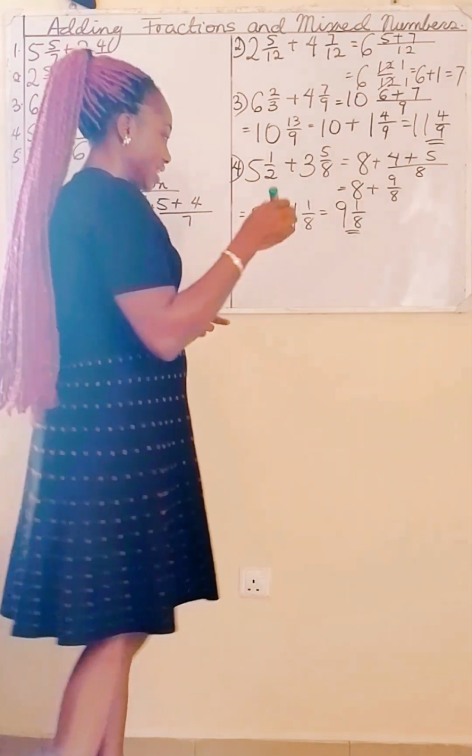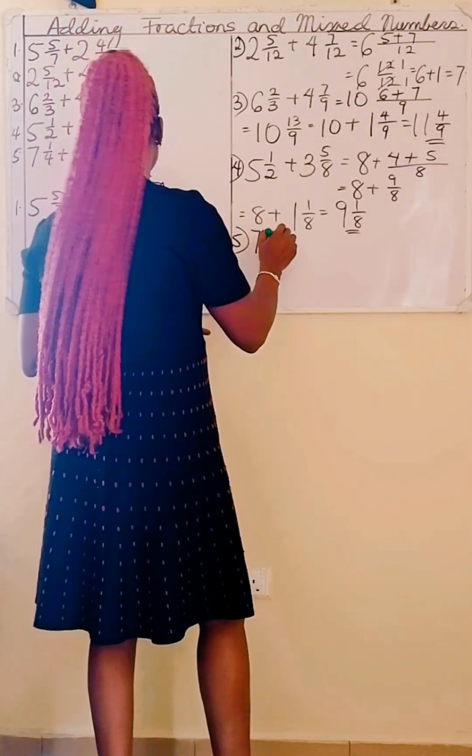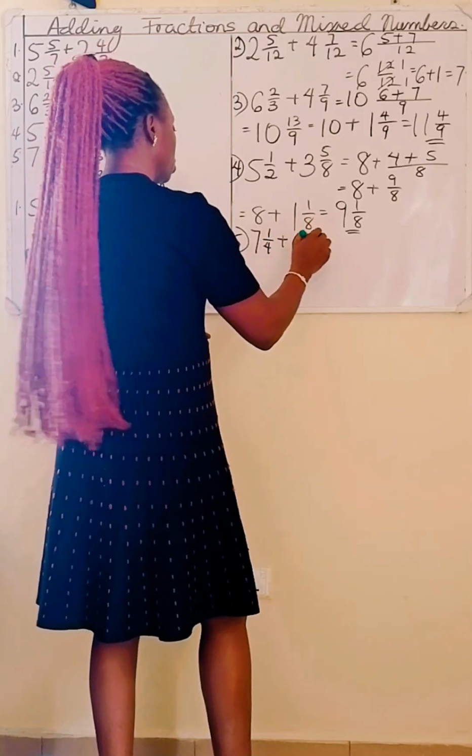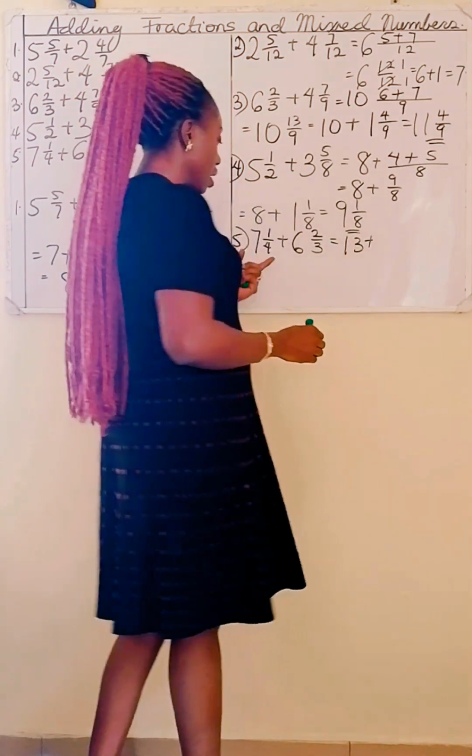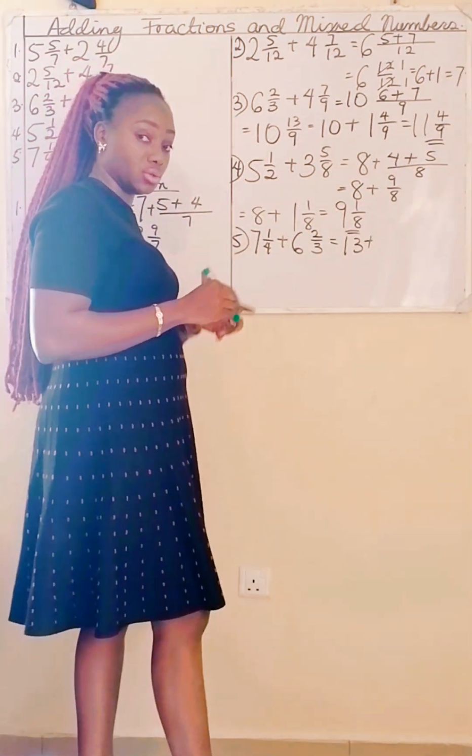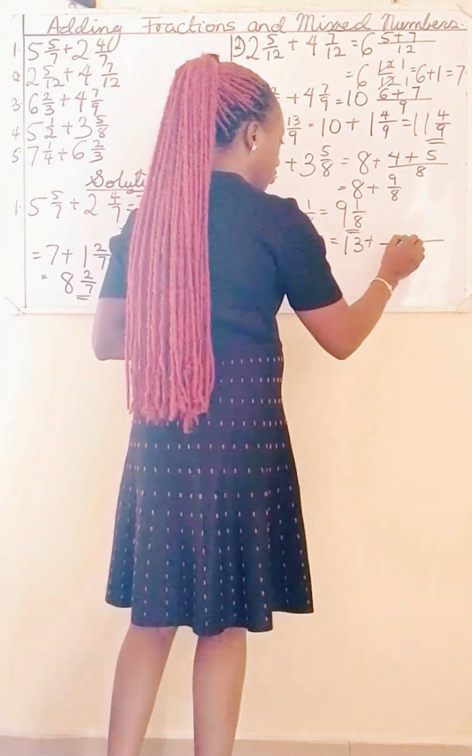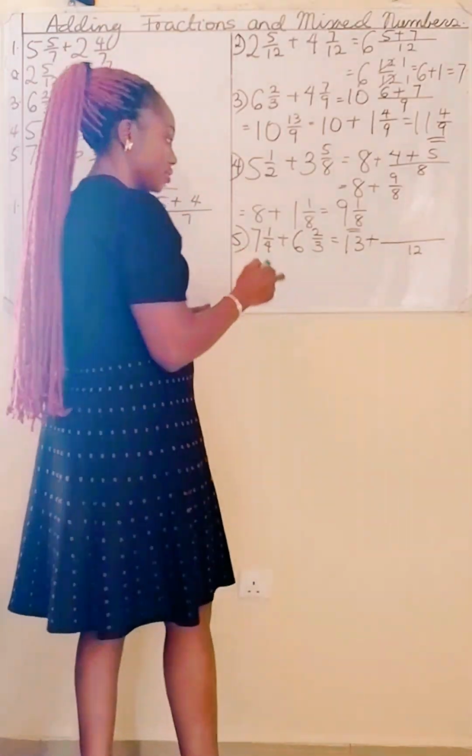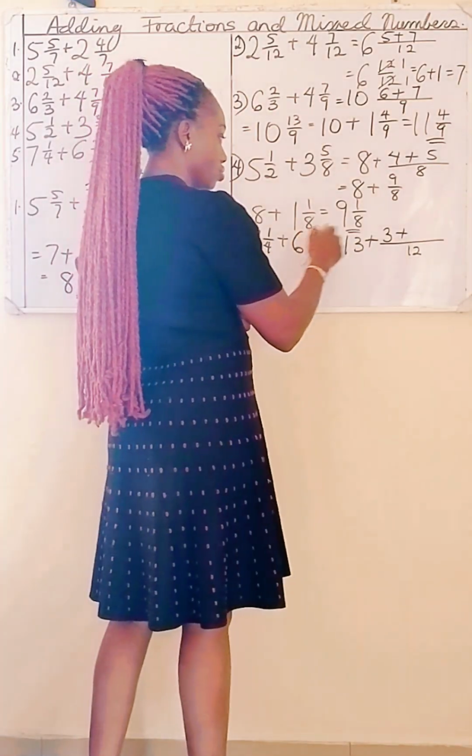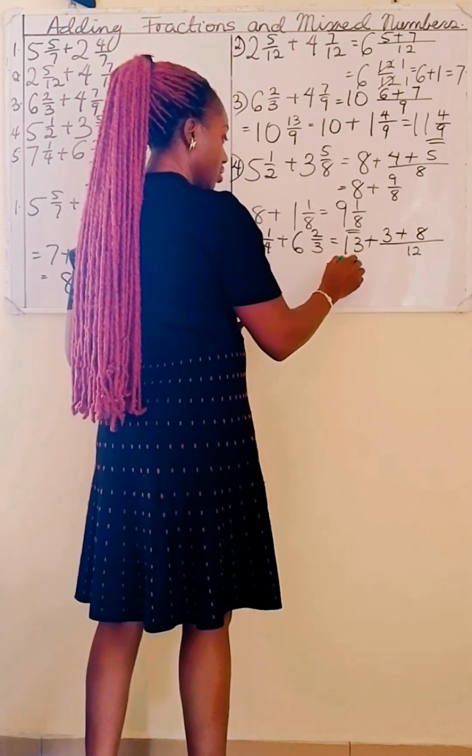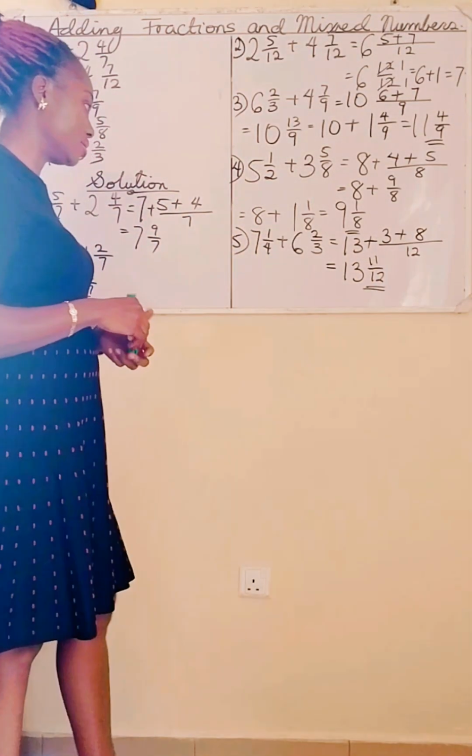I hope you're following and you're getting it as well. Then question 5. 7 wholes 1/4 plus 6 wholes 2/3. 7 plus 6 is what? 13. Now the denominators here are unlike and none of them can go into each other. So we're going to multiply the denominators together. 4 times 3 is 12. 12 divided by 4 is 3. And 3 times 1 is 3. Plus 12 divided by 3 is 4. And 4 times 2 is 8. So the answer is what? 13 wholes 11/12. And that's the final answer.